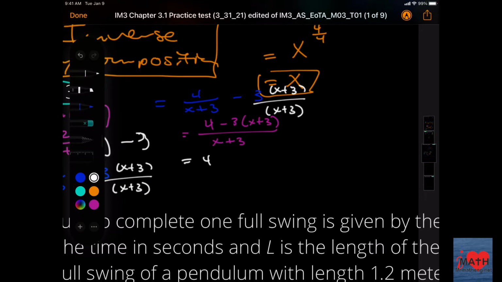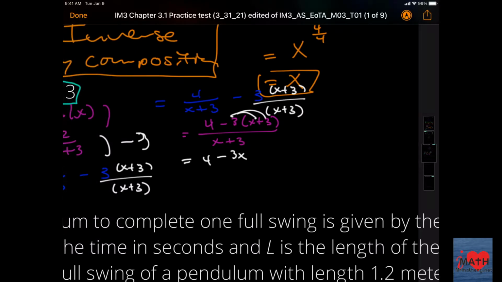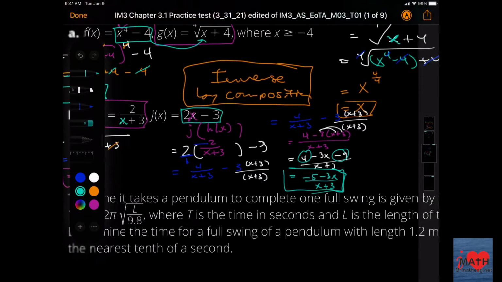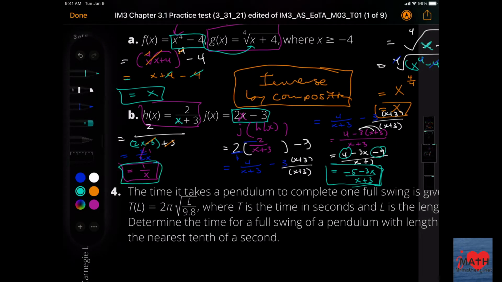And then now it's not 4 minus 1, you're going to have to use PEMDAS and just distribute, so that would be minus 3x minus 9 over x plus 3, and then I'm going to have negative 5 minus 3x over x plus 3. And the big idea is this is not looking good. This does not look like what? 1 over x. So we can say not inverse by composition. And that would be the answer for that one.